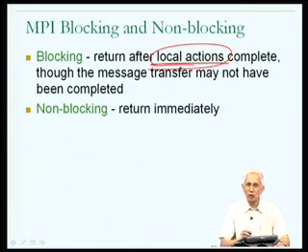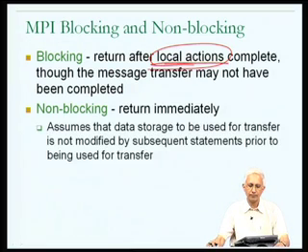So in the case of a blocking MPI send, it's only after the local operations are completed that the return will happen from the send, whereas in the case of the non-blocking, even if the local operations have not been completed, the return from the non-blocking send could happen. And this once again will assume that there is adequate storage, for example, for the buffering of the information contained in the message. And this may be something that the programmer has to take care of, the allocation of adequate storage for this purpose.